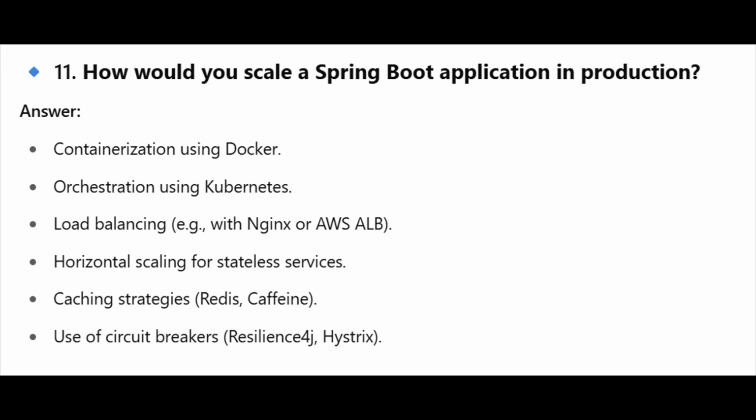11. How would you scale a Spring Boot application in production? Answer. Containerization using Docker. Orchestration using Kubernetes. Load balancing, e.g. with Nginx or AWS ALB. Horizontal scaling for stateless services. Caching strategies, Redis, Caffeine. Use of circuit breakers, Resilience4j, Hystrix.